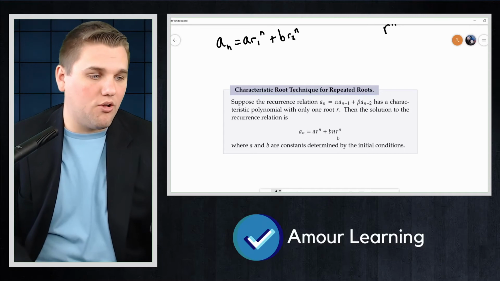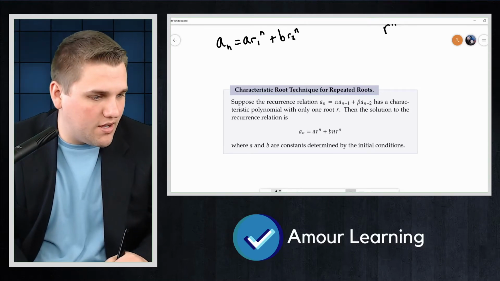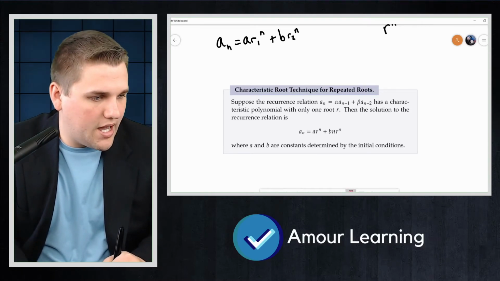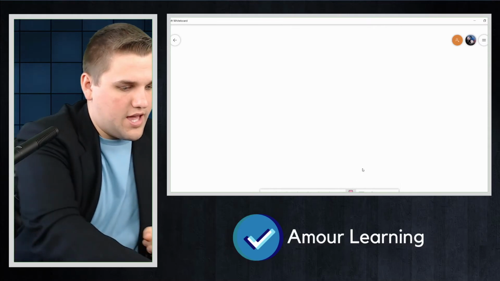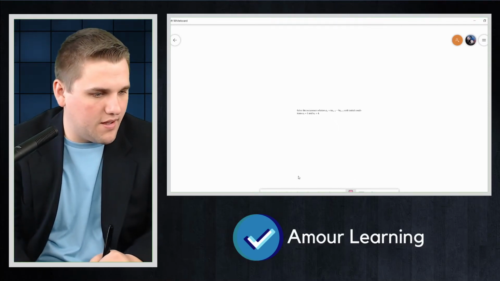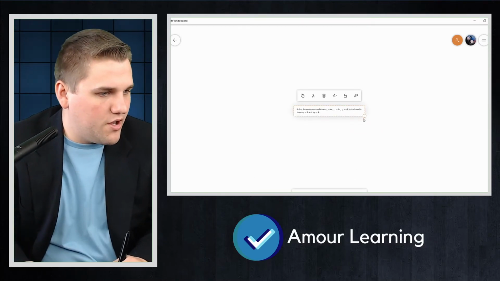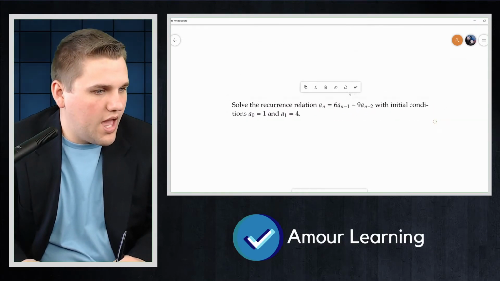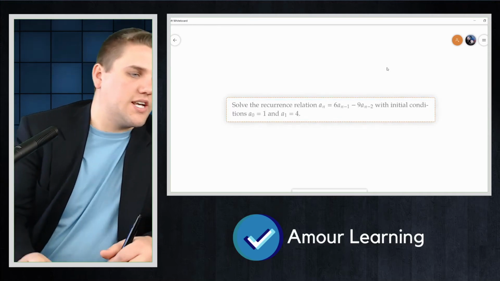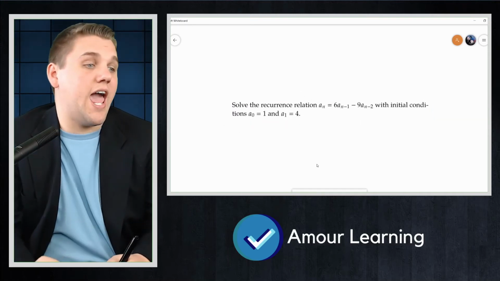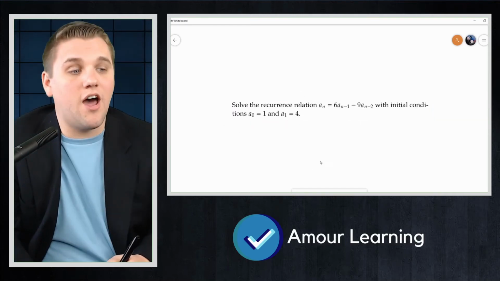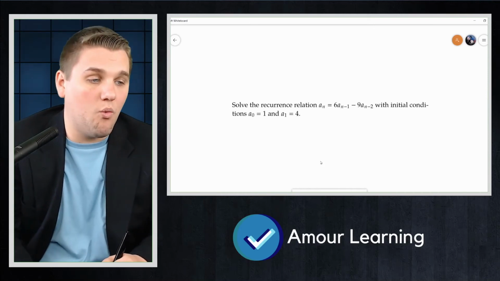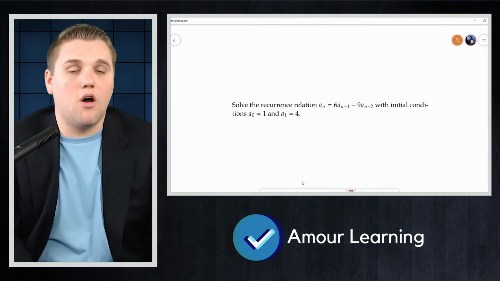Let's look at an example on how we would do this. All right, here's my example. Let's solve the recurrence relation an equals 6an minus 1 minus 9an minus 2 with initial conditions a0 equals 1 and a1 equals 4.